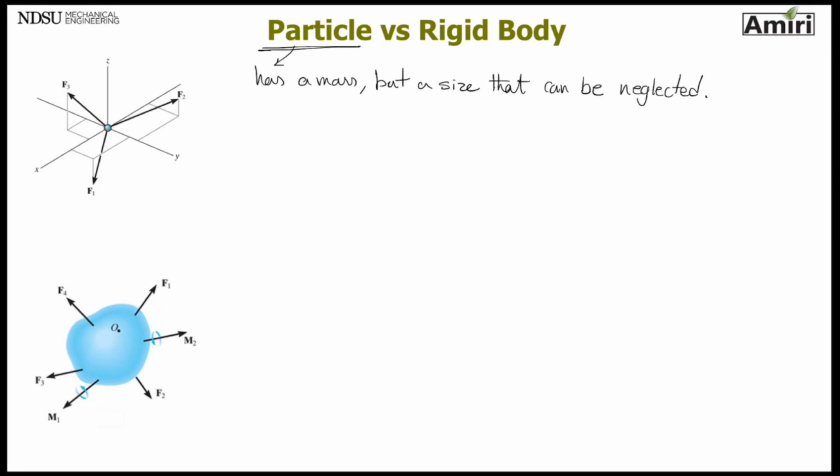We draw a particle like a point, particle A. We draw the free body diagram for particle A. We put all the forces that are applied at that particle, such as F1, F2, F3 here, and they are what we call concurrent forces. That means they all go through the same point.